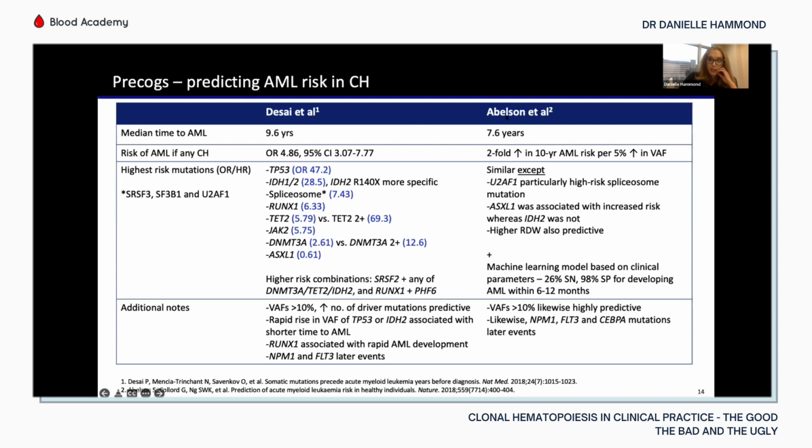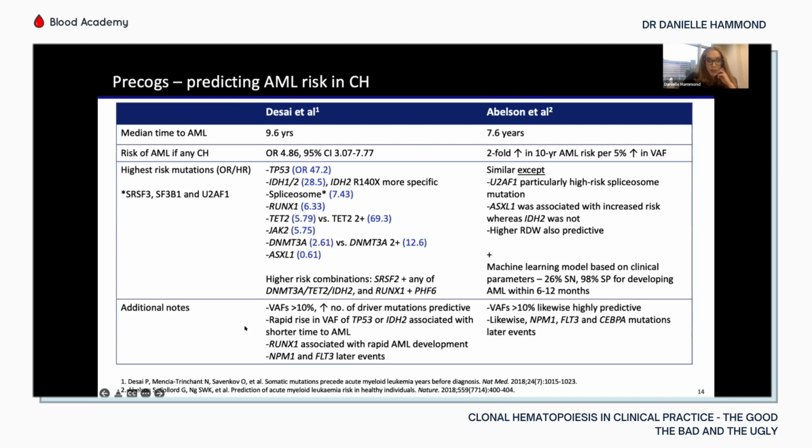And the Israeli case control study was quite similar, with the exception that they highlighted the spliceosome player U2AF1 mutations as particularly high risk. And they highlighted ASXL1 as associated with increased risk of AML, whereas IDH2 mutations were not in their cohort. They also actually noted that an elevated red cell distribution width was also predictive. And interestingly enough, this Israeli group also built a machine learning model where they looked at just basic clinical parameters. So really just the CBC and red cell indices, and they were able to come up with a rudimentary risk prediction model that predicted developing AML within a 6 to 12 month period, just based on those indices alone.